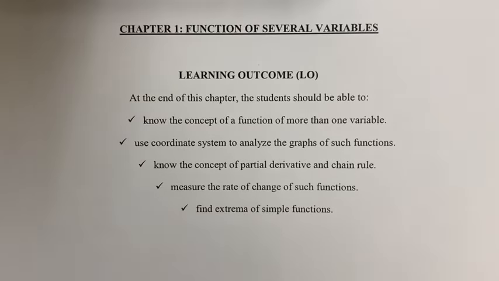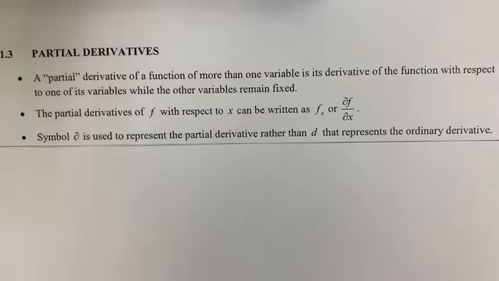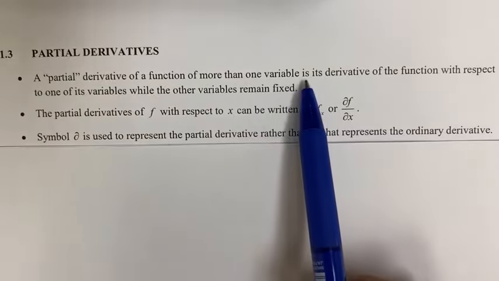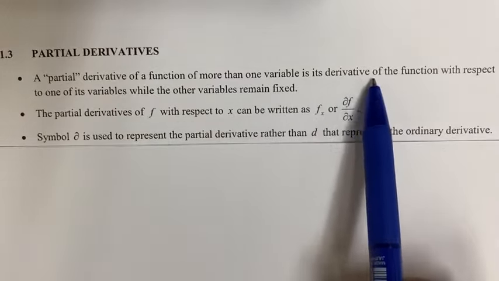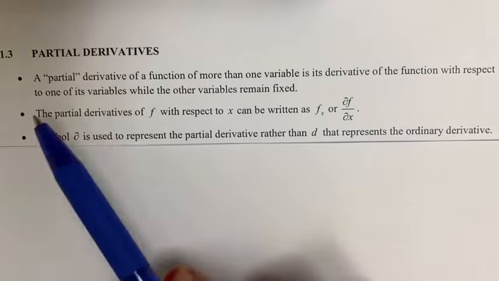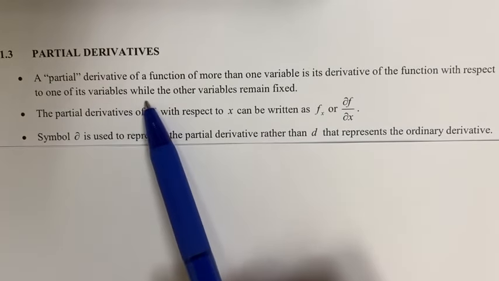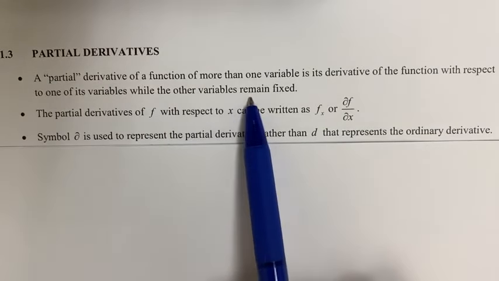So for today's video, we're going to cover the third LO here: to know the concept of partial derivative and chain rule. Subtopic 1.3, partial derivative. A partial derivative of a function of more than one variable is its derivative of the function with respect to one of its variables, while the other variables remain fixed.